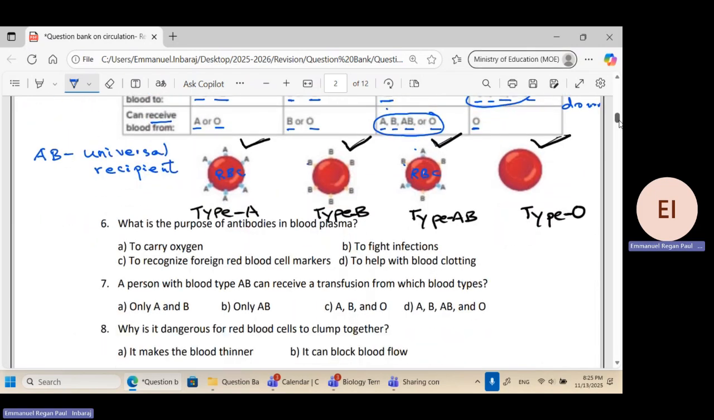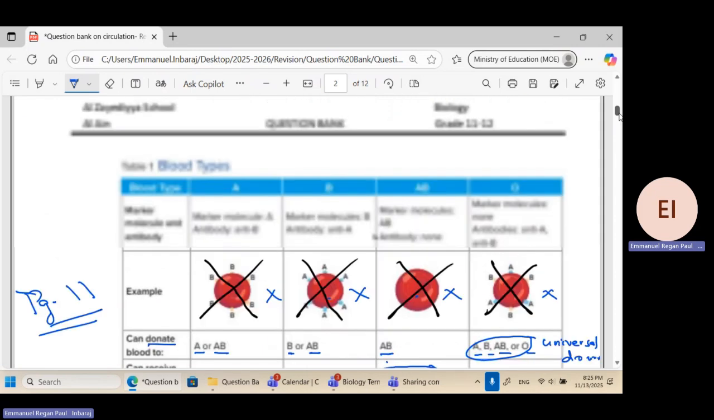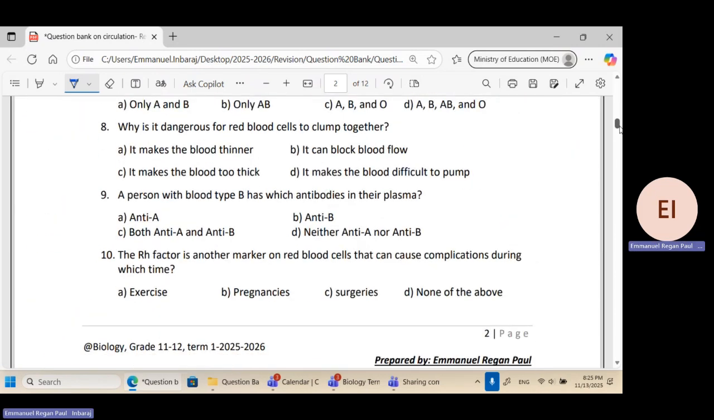Okay, here we go. Here is the RH factor. A question on RH factor. So RH factor is another marker on the red blood cell that can cause complications during which time? You should remember it will cause complication when a female is pregnant. When she is pregnant, it can cause complication. Okay, so let's answer this question.